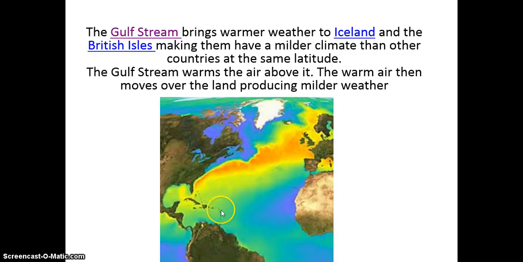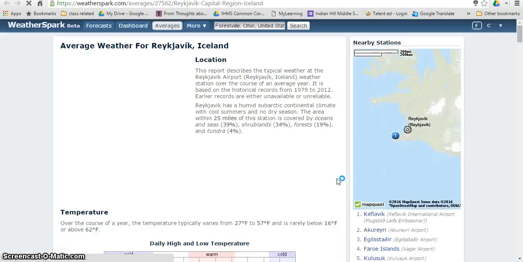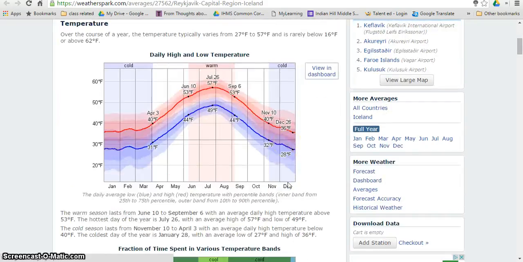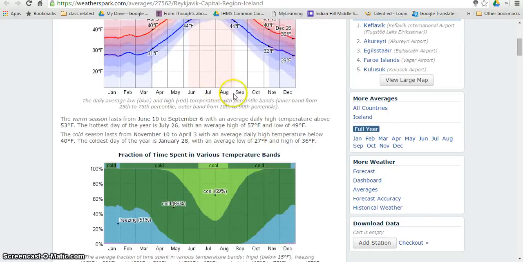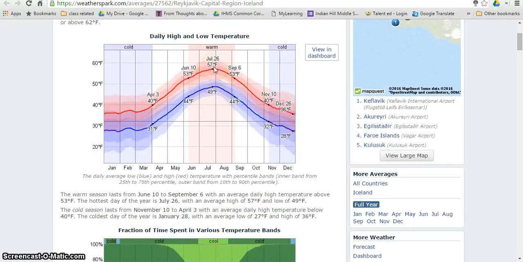I like this graphic because it shows how the Gulf Stream actually comes here and warms Iceland. Iceland you always think of as a cold, wintry place, but actually it's not as bad as people think. This shows the average temperatures in Iceland at different times of the year. In July, it can get up to 57 degrees Fahrenheit. And also, right about now in February, their temperature is comparable to ours. They're right below 30 degrees, so they're a little bit colder than we are, but not by much.